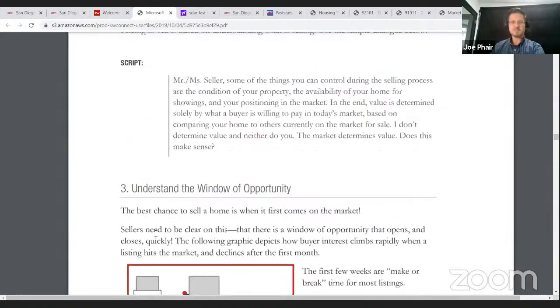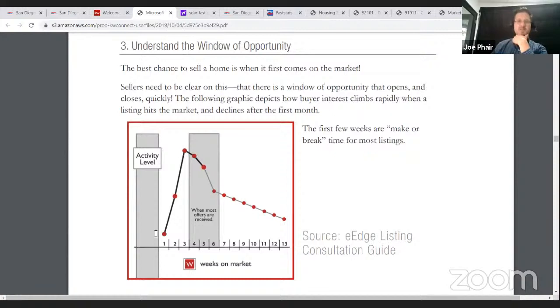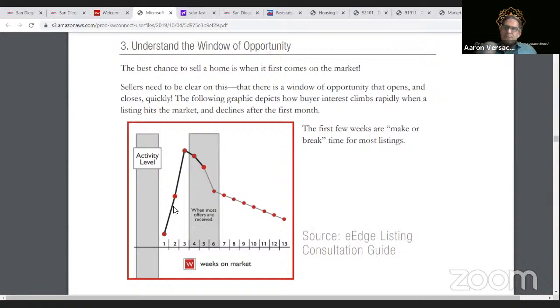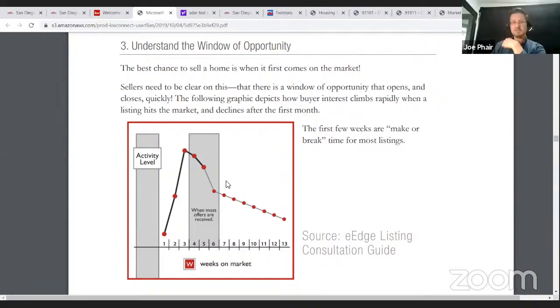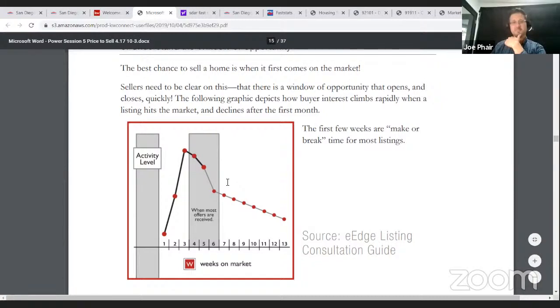Let's take a look at this. Understand the window of opportunity. The best chance to sell a home is when it first comes to market. Why is that? Any ideas? Well, it's fresh, so most people are looking for what is new in the market. When you're searching, you see the last 7 days in the market, what is new. Absolutely. As long as it's staying, that means it's overpriced, and that's just got stuck there. Absolutely. Here's a dirty little secret, guys.